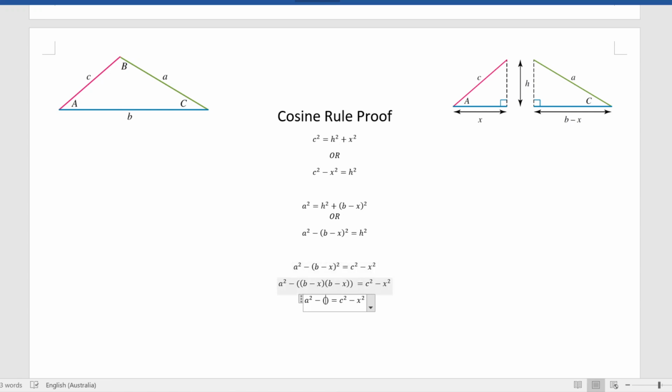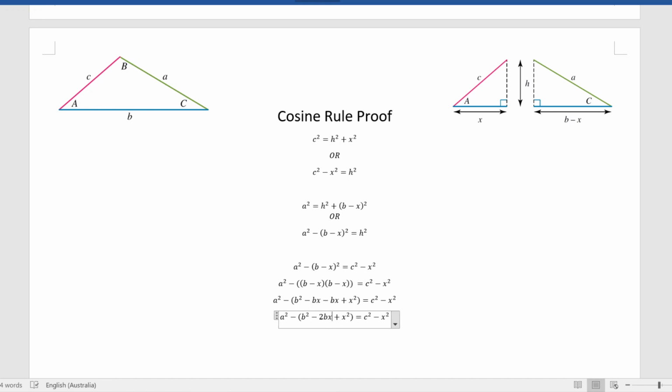Okay, using your FOIL method, that's your first, inside, outside, last. B times b is b squared. B times minus x is minus bx. Negative x times b is minus xb, or minus bx, the same thing. So already we can see a common term here that we can simplify in a minute. Minus x times minus x is actually going to be plus x to the power of 2. Now, from there, what I'm going to do is simplify inside that bracket. If I've got minus bx twice, that's just going to be minus 2bx.